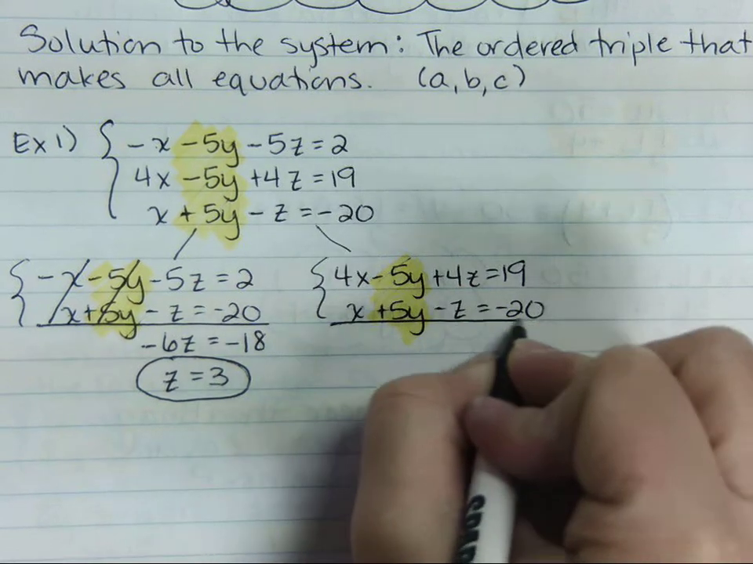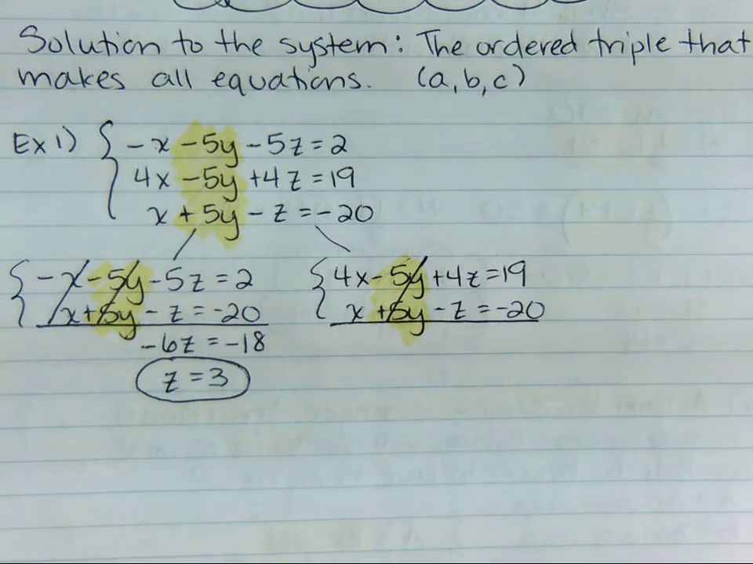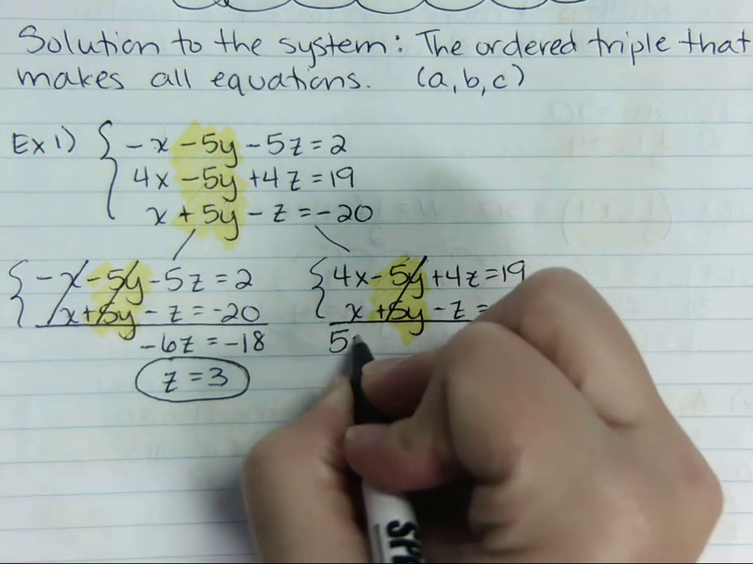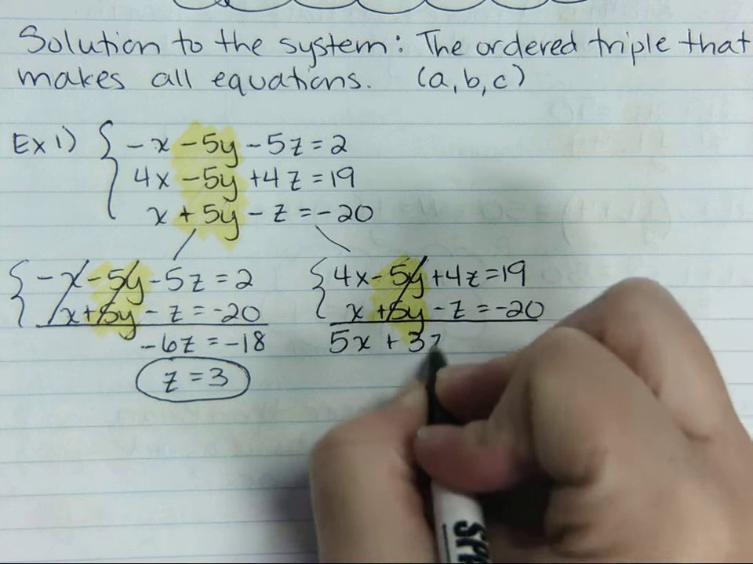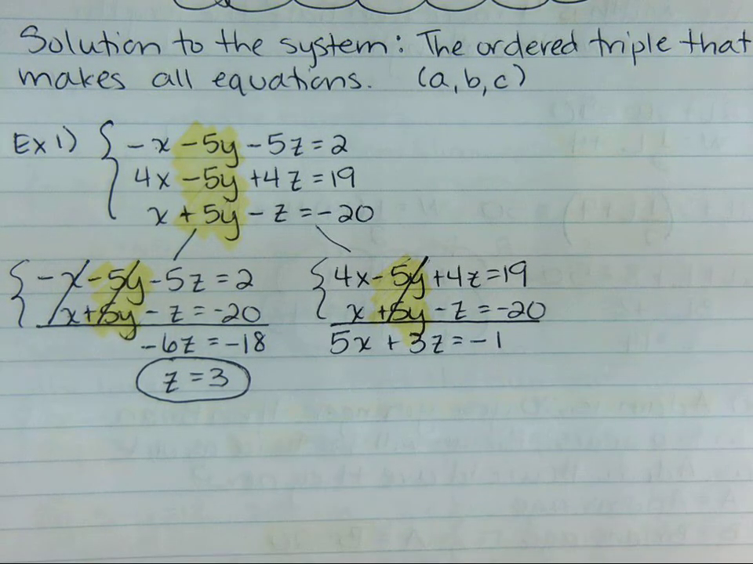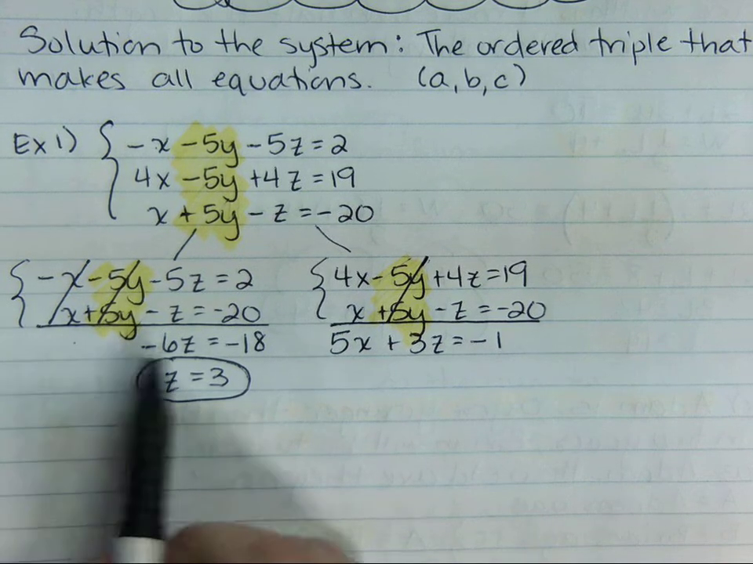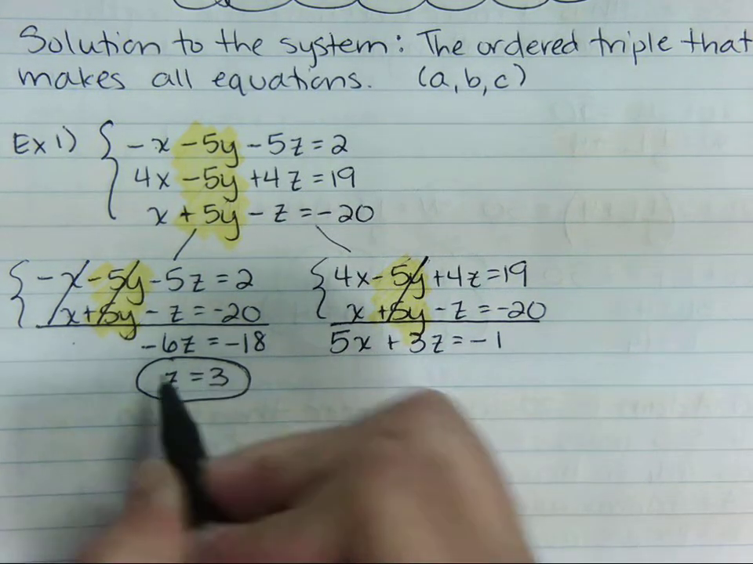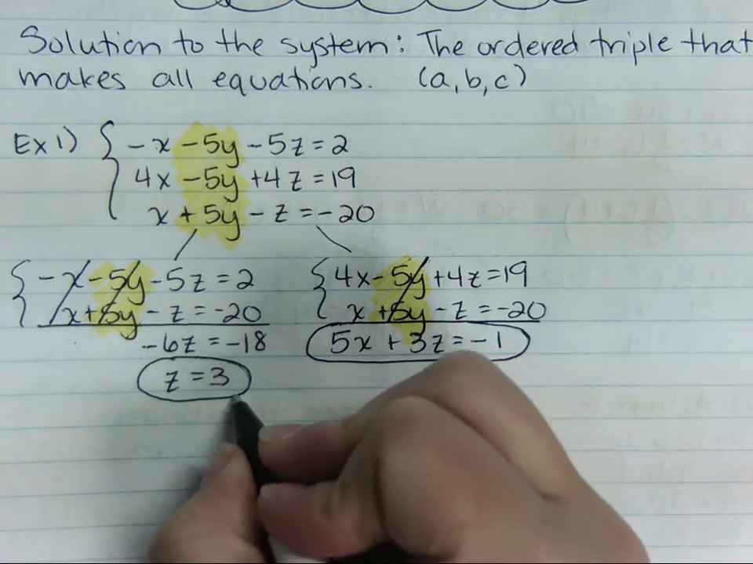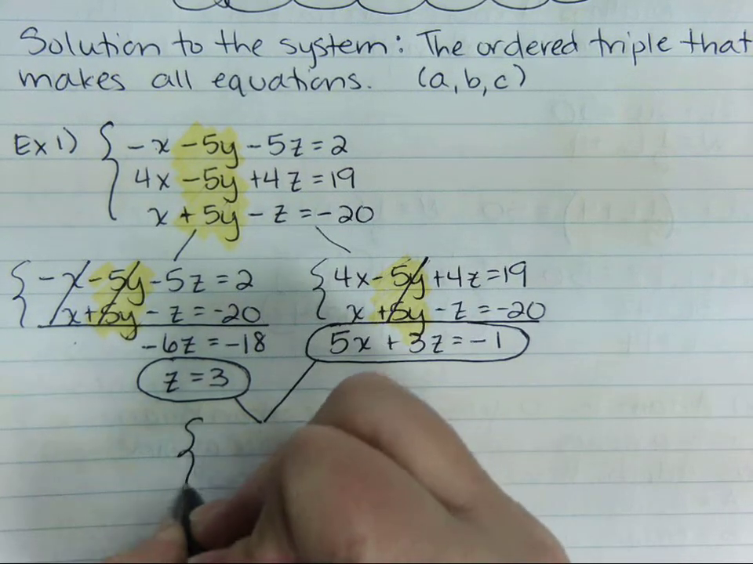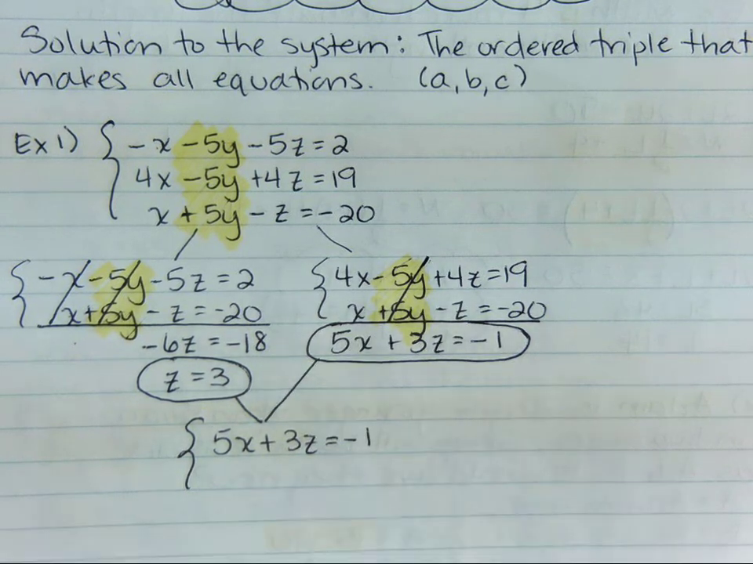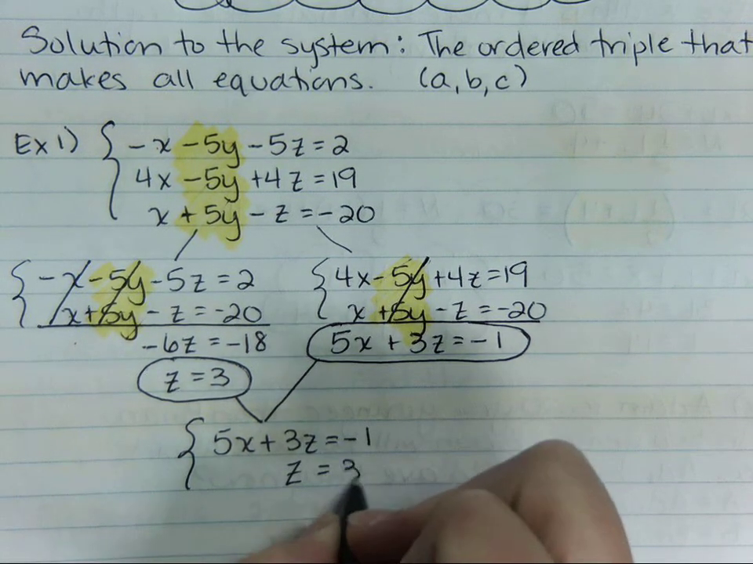All right, now I need to go over to the other pair, and I need to get rid of my y's here. So I'm going to get a 5x plus a 3z equals negative 1. Usually, like I said, you have an x and a z. This gives us an equation in our next system. So whatever happens with these two, you are going to create a new system, 5x plus 3z equals -1, and z equals 3.